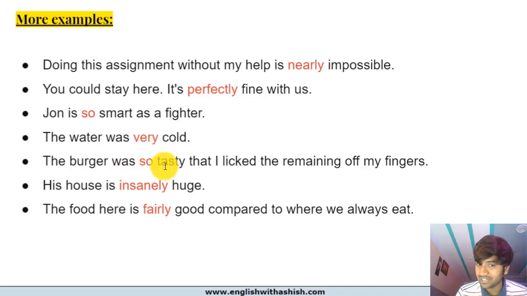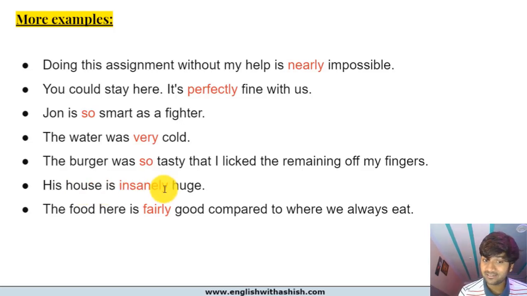The burger was so tasty that I licked the remaining of my fingers. The burger was so tasty, right? So tasty, going up. Somewhat tasty, fairly tasty, going up. Very tasty, going very up, right? Insanely tasty, so tasty, going up. These are the words that positively intensify or modify an adjective.